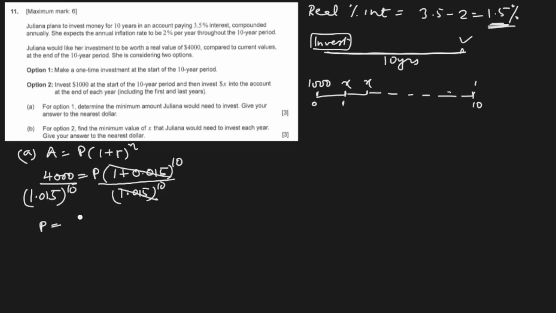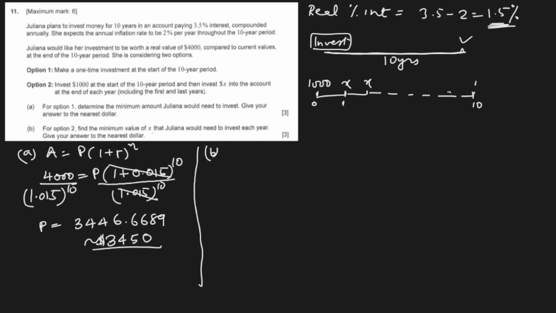Thank you. So what I got here is 3,446.6689. If you want to round it off to 3 significant figures, it will be 3450. Yeah, because they're asking for the real value of 4,000, so it will be a little less than 4,000. It's okay. All right, B.